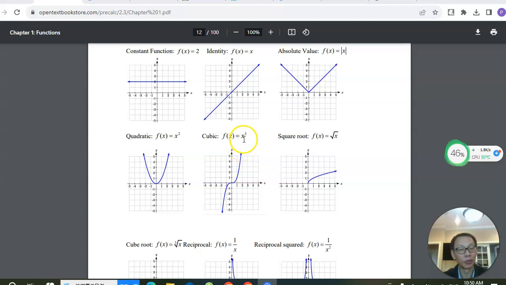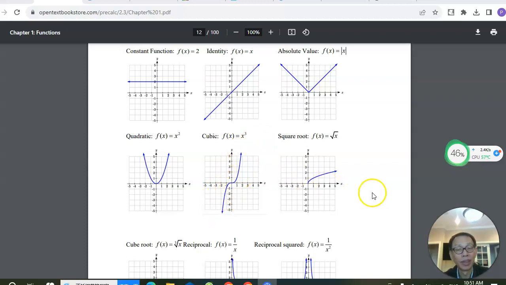Now let's look at the negatives. When x equals negative 1, negative 1 cubed is negative 1. So this line will pass through negative 1, negative 1. It goes down below the x-axis. When x equals negative 2, negative 2 cubed will be negative 8. That's why this line looks this way.